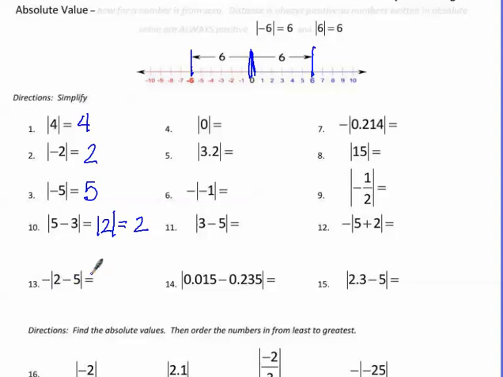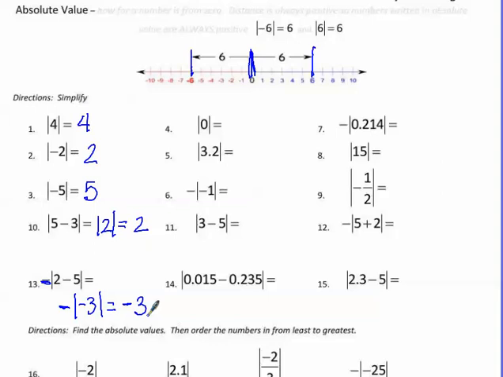Very similar for number 13. 2 minus 5 is -3. Keep the negative that's on the outside of the absolute value bars. Now evaluate. Absolute value of -3 is 3, but you still have this negative out front. So it would be a -3 for your final answer.